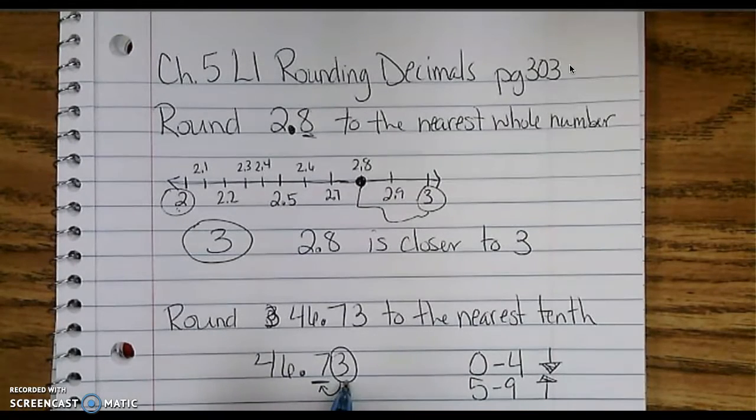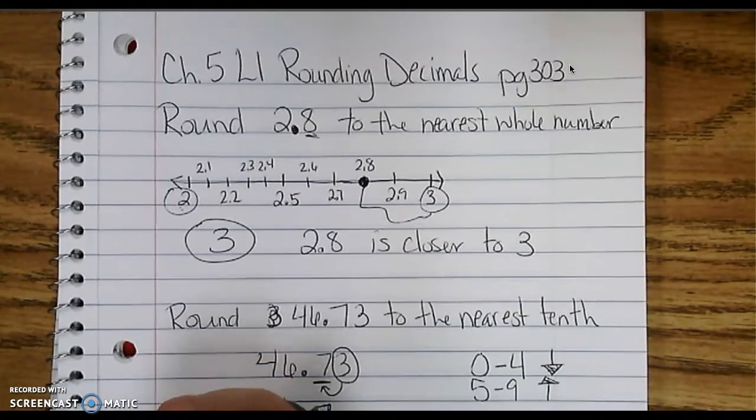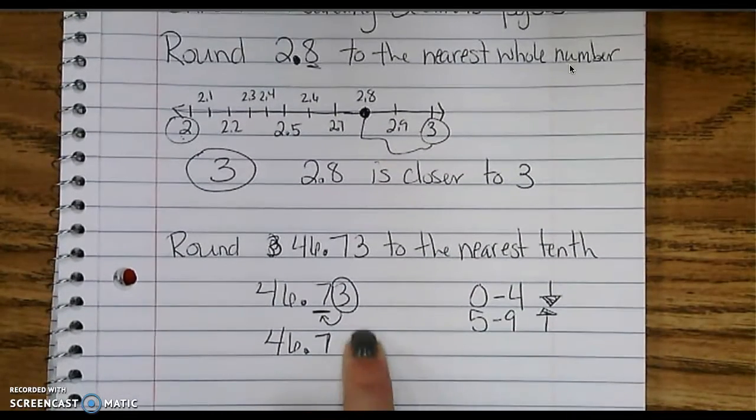So this is a 3. That fits in the 0 to 4 category. So that means round down, which means 7 will stay the same. So when I'm rounding decimals, if I'm in the decimal places, then I just drop the 3. I don't put anything. I leave the 7 alone because I'm rounding down, but I drop the 3.